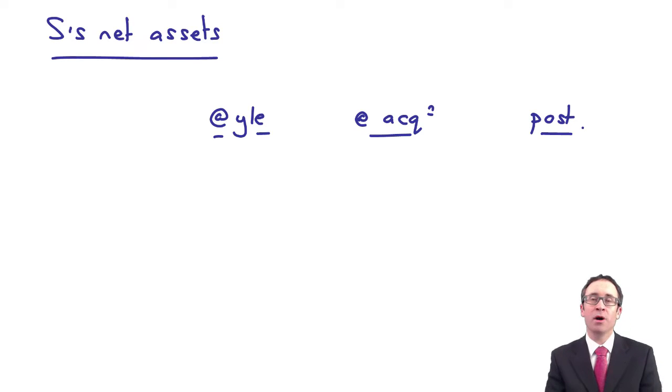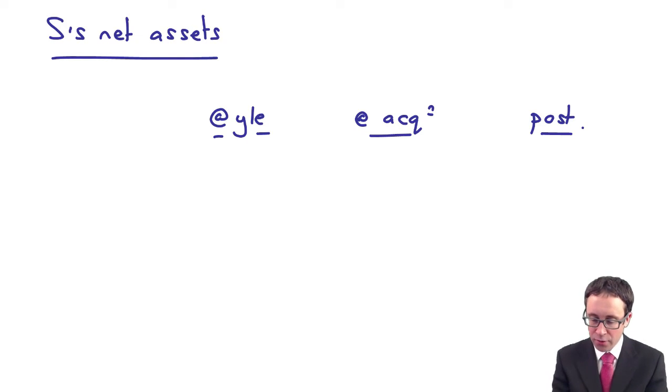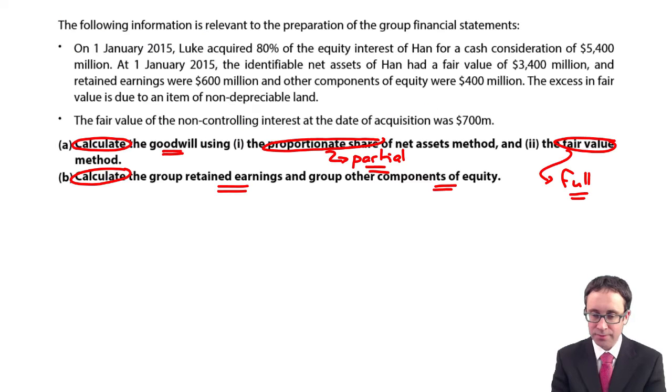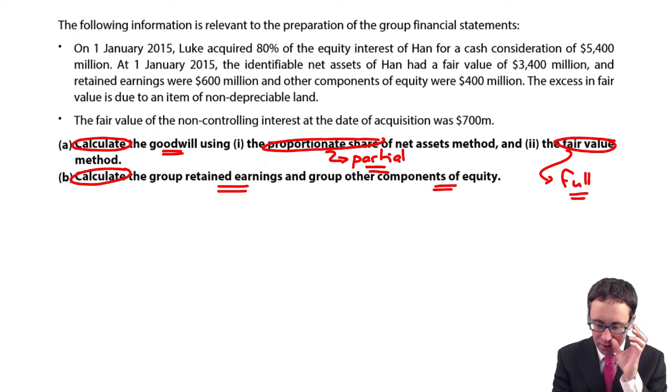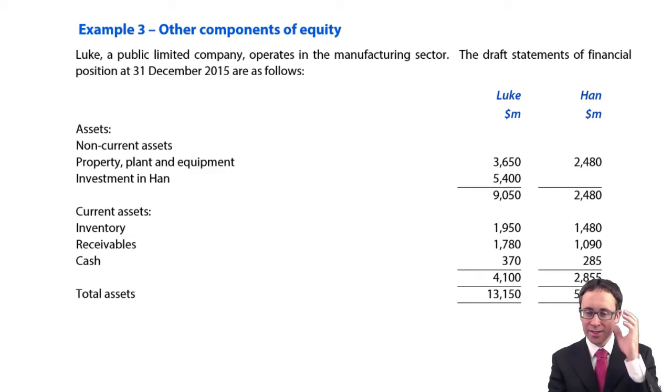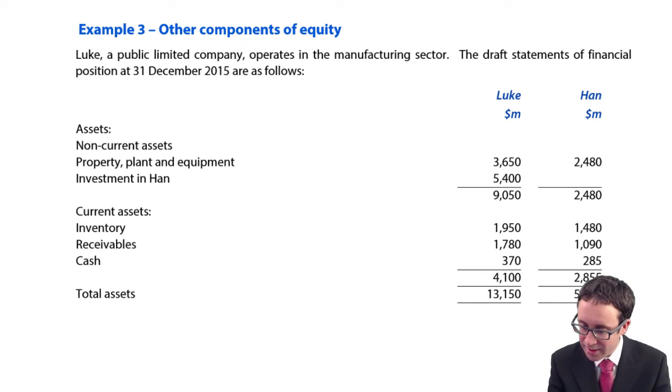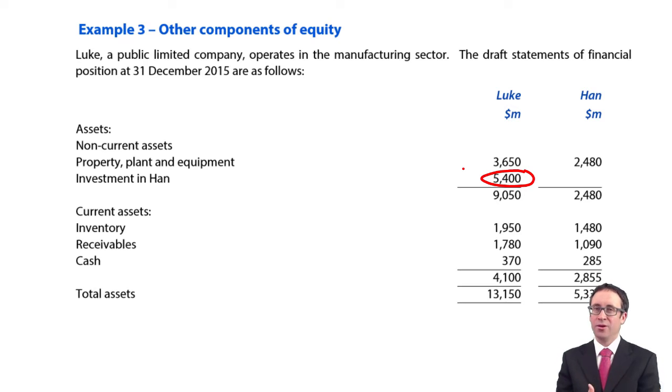And then we look at what happens post-acquisition, don't we? Okay. So what have we got? We need to go through there and look at the background information. So you've got the requirements there. We know what's happening. If we look at the scenario here, it tells you about Luke operates in the manufacturing sector. You've got your financial statements as follows. You can see there that Luke has an investment of $5.4 million in Han. The likelihood there, I presume, is that Luke is the parent, Han is the subsidiary.